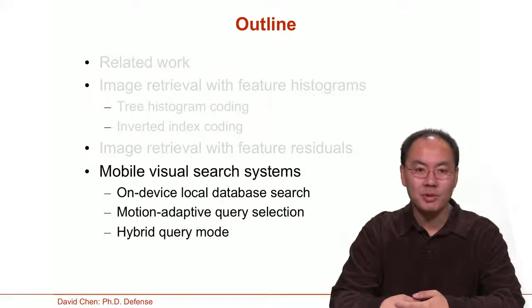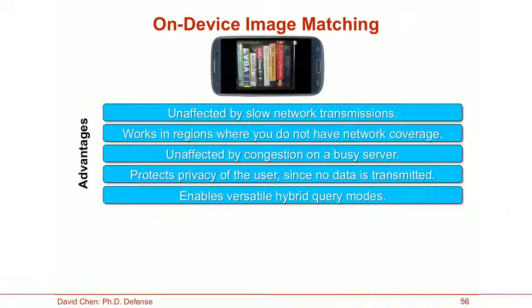Having developed memory-efficient database representations, I will now use these compact databases to build practical mobile visual search systems. In this section, I will show a mobile visual search system that uses on-device local database search, a motion adaptive query selection mechanism, and a hybrid query mode. I'll propose an on-device image matching architecture that has the following advantages.